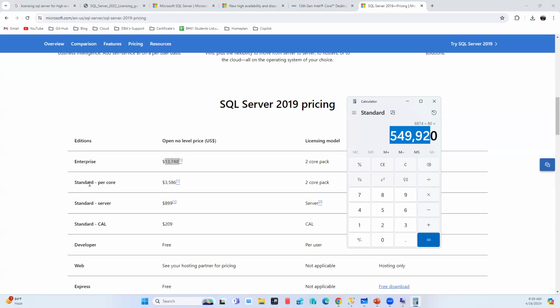So if someone asks which edition you use more in the real world, don't say enterprise edition, sir. We won't use enterprise edition a lot, because it's very costly. This is how the core-based license will work: unlimited users, unlimited connections, and unlimited resource utilization as well. We'll see the resource limitations in the coming sessions. Mostly we'll go for the core-based license.